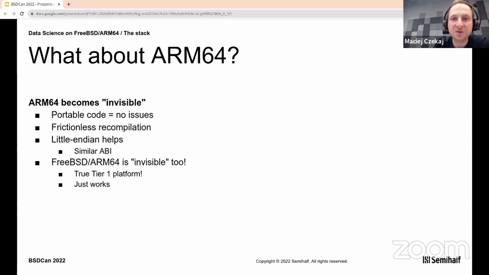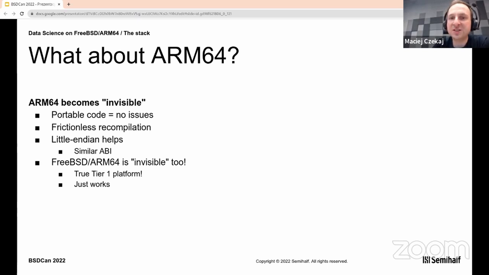So you can use it and just forget that it's some kind of non-standard platform. As long as your code is portable, no issues. The recompilation is frictionless. With ARM64, most of the platforms are little-endian, so you reduce the chance of ABI issues anyway. And actually, the ABI is pretty much similar to x86 because the sizes of integers are the same, and the structure layout is the same. So even in the case of some problem, the risk of making something wrong is actually quite small.